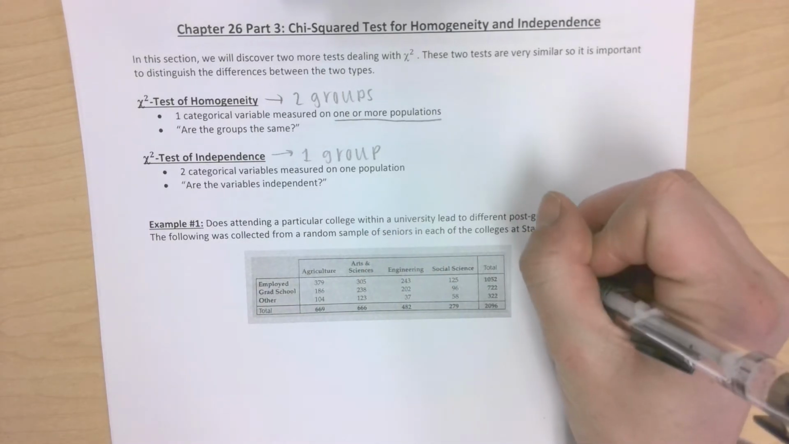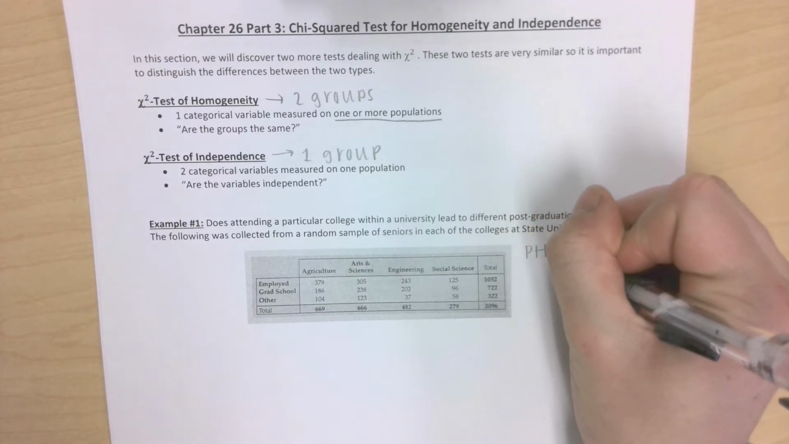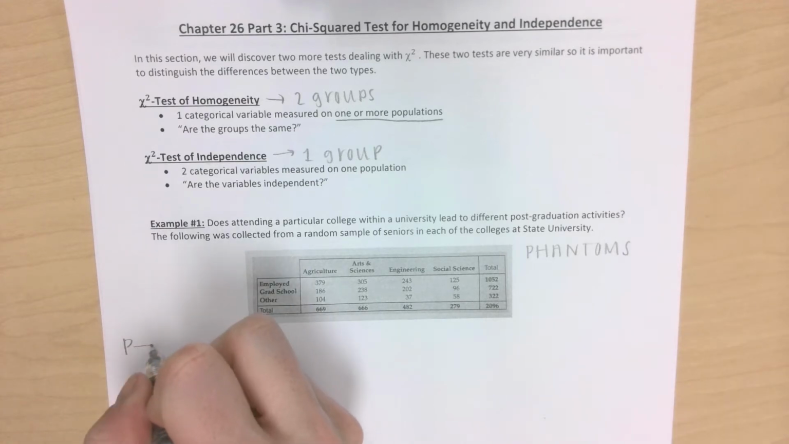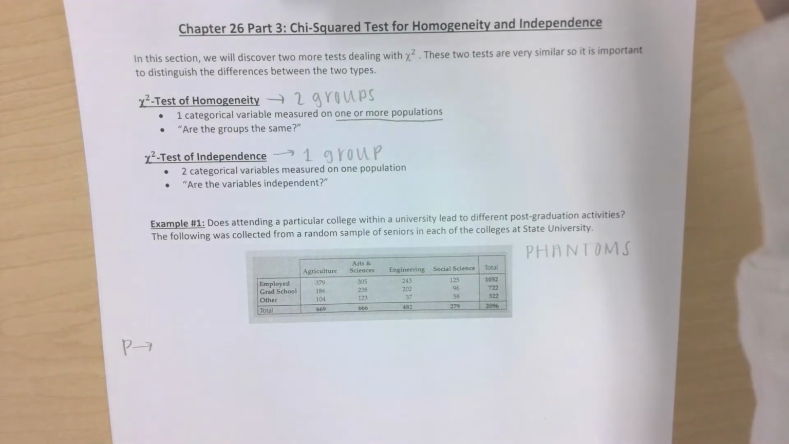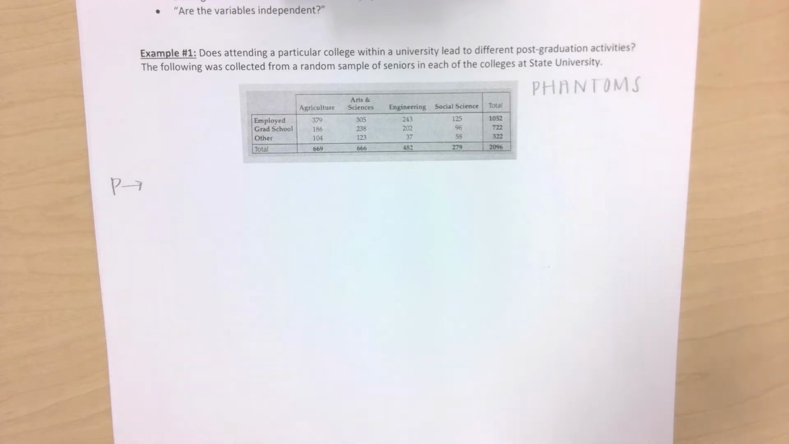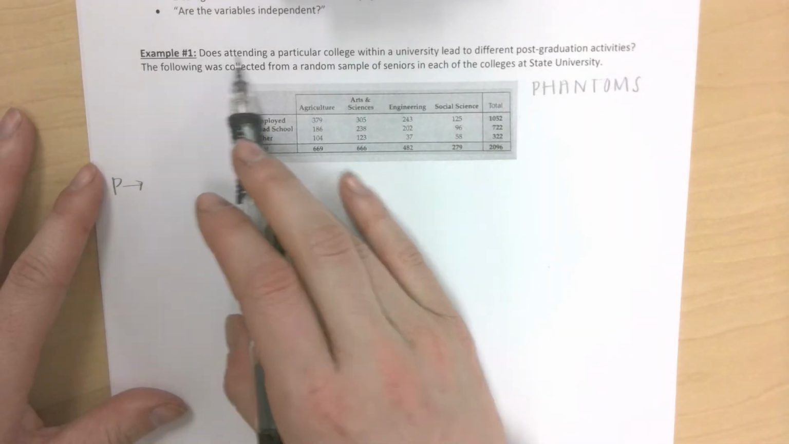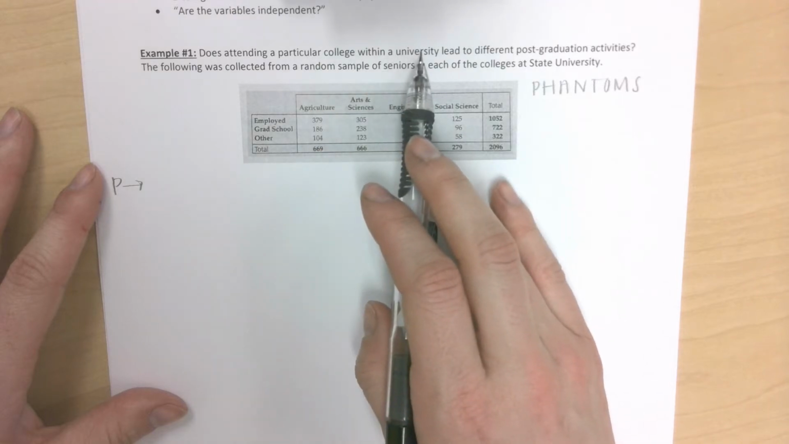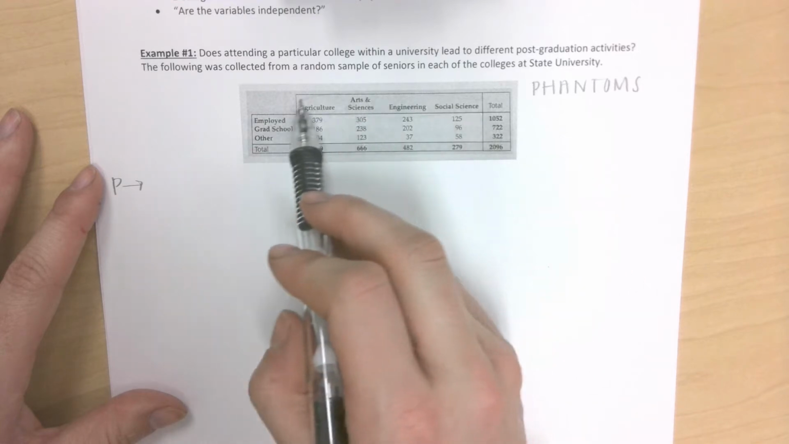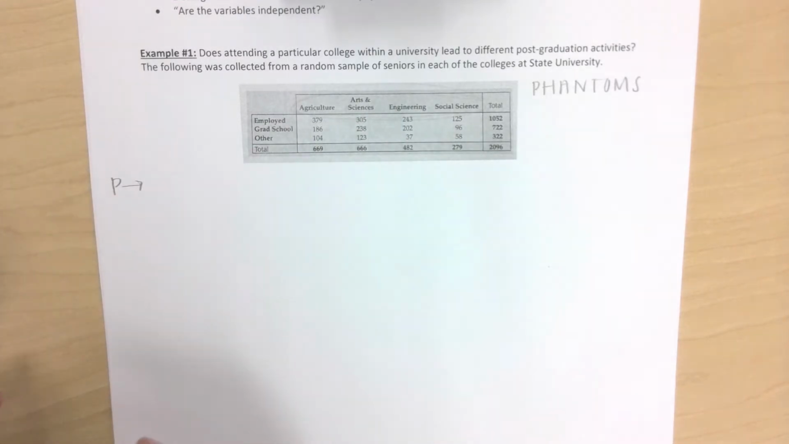these different post-grad activities? We are going to run a hypothesis test here, and what's nice is we can still use our acronym PHANTOMS. So P is standing for what happens in the population. Just like we did with chi-squared goodness of fit, for P, I'm just going to rephrase what I'm looking at. In this example, we're asked the question, does attending a particular college within the university lead to different post-grad activities? So we're essentially looking at these different groups here, and we're trying to figure out, are the post-grad activities the same in each group, or are they different?